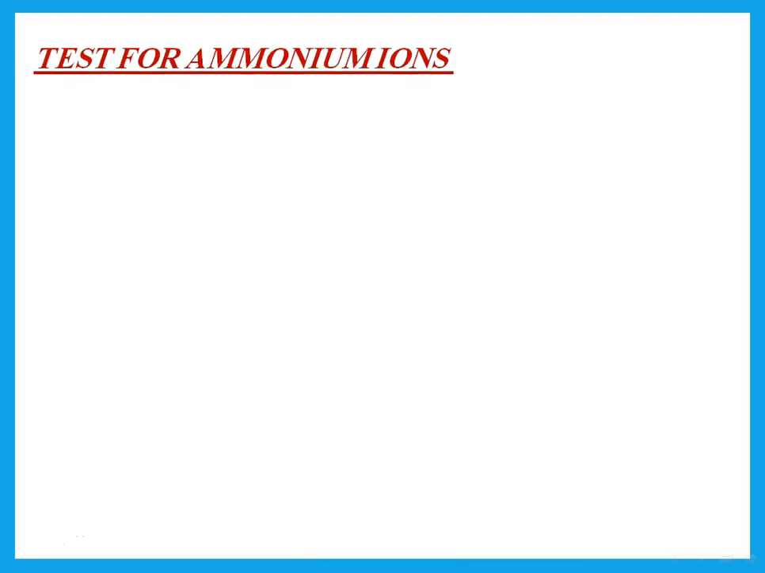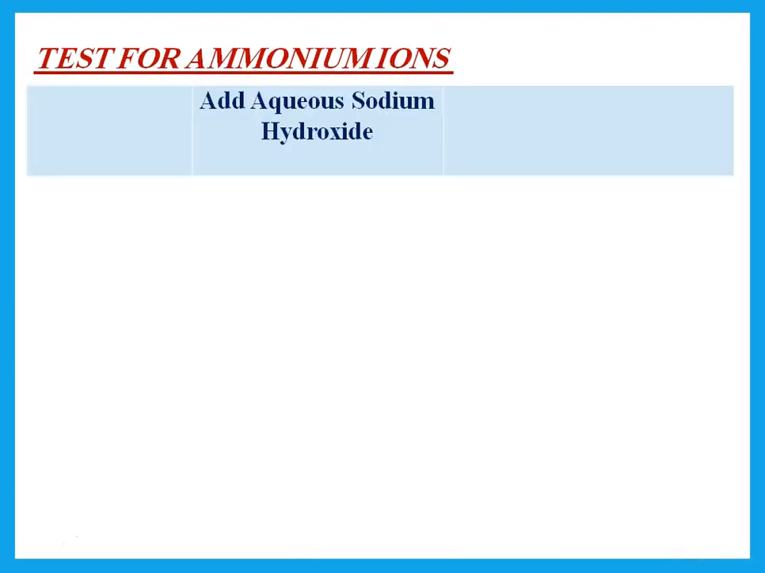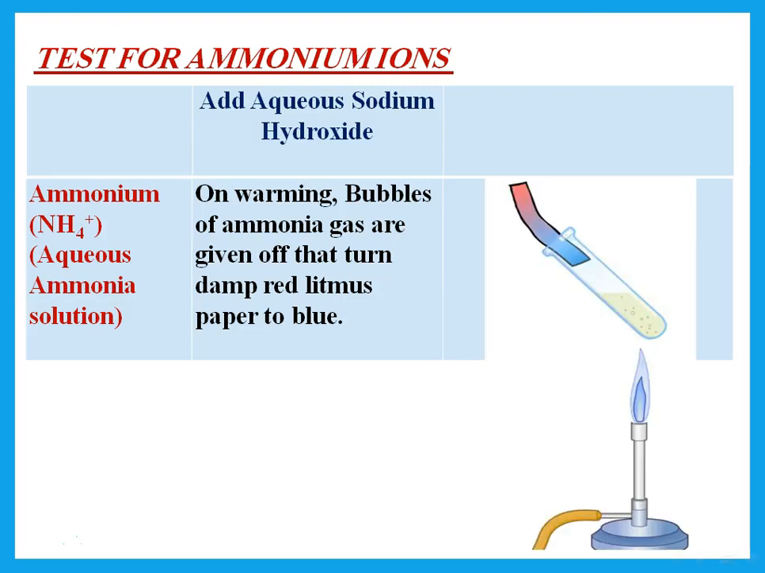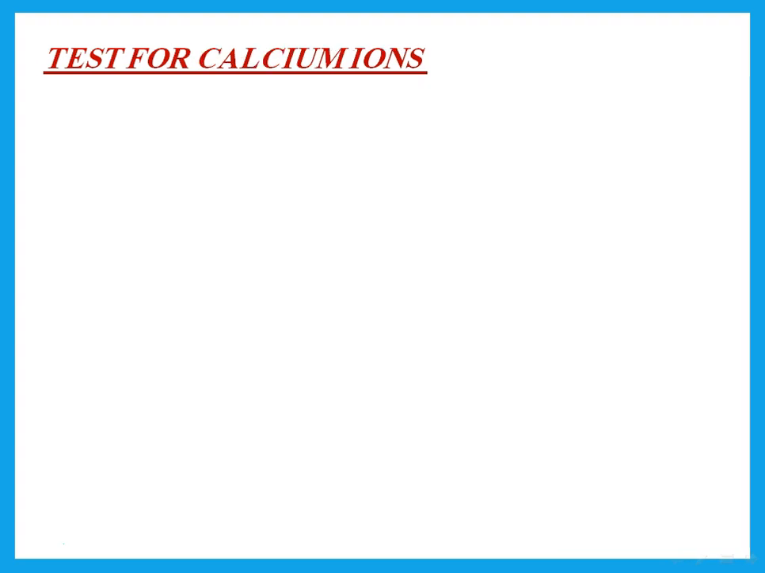Okay, test for ammonium ions. What do we do? We add aqueous sodium hydroxide. Now, on warming, what should I get? Bubbles of gas that turn damp red litmus paper to blue. Now, if he asks me what is the name of the gas, then it is ammonia gas. But remember, observation is just bubbles of gas that turn damp red litmus paper to blue. And remember, when we're using litmus paper to test gases, it has to be damp.